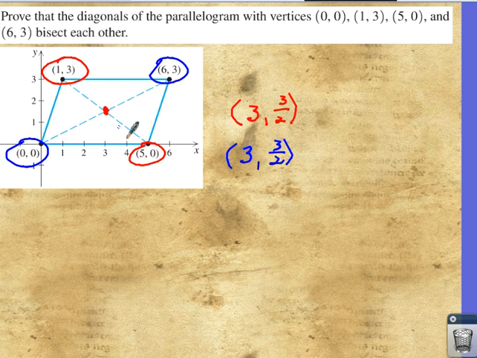The midpoint of this line is the same thing as the midpoint of this line, so that means they cut each other in half. Okay. This is the middle of the blue line, so that means the red one cuts through that. This is also the middle of the red line, so that means the blue one cuts through there. So do they bisect each other? Sure.